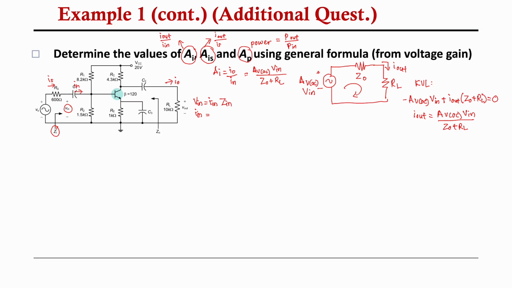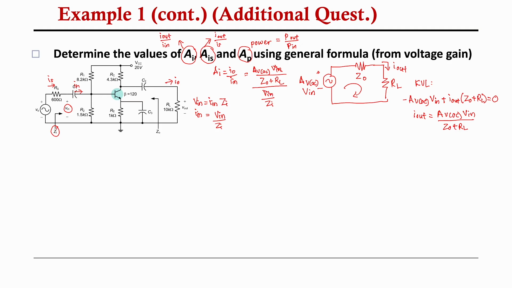I think I wrongly write here, IN, it's supposed to be I in. Okay, so I in, if we arrange this equation, it will become V in over Z in, or Z input impedance, Zi. Alright, so we can replace inside here. This is over V in over Z in. So in this case, we can cancel out the V in.